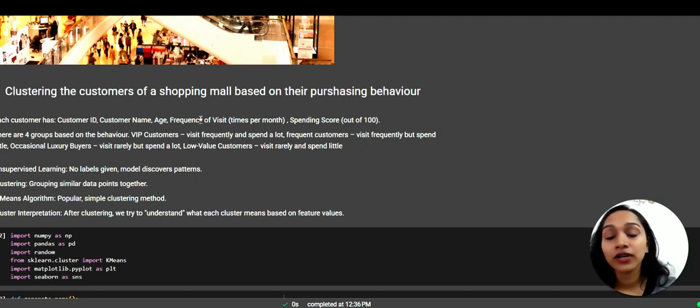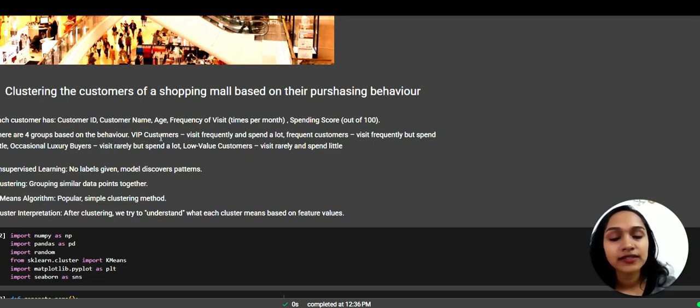Here, how we are doing this is we have a data set where we have the details like customer ID, customer name, age, frequency of visit, that is how many times they visit per month, and their spending score out of 100. And there are 4 clusters or 4 groups in this data set.